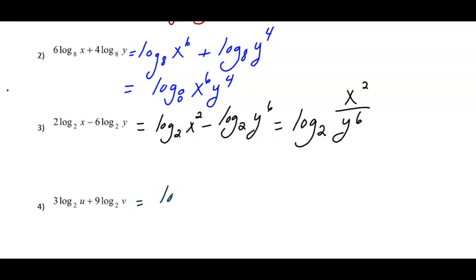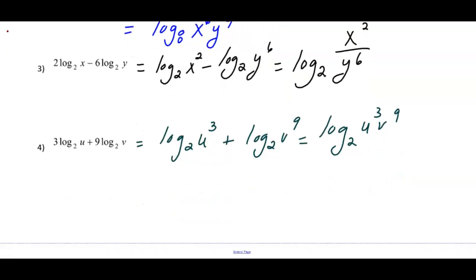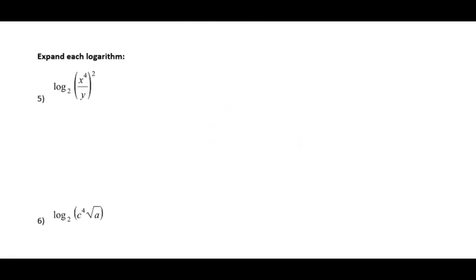This one turns into log base 2 of u cubed plus log base 2 of v to the 9th. Condensing it further, addition is going to turn into multiplication. Log base 2 of u cubed times v to the 9th. Okay, now expanding our logarithms.